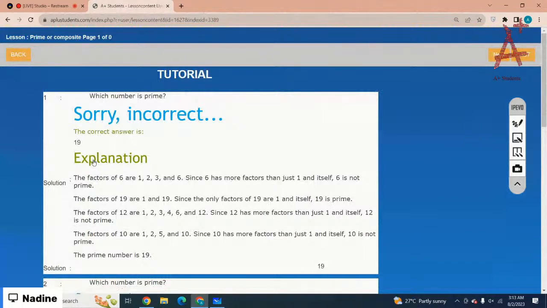Okay, what are the prime numbers? Prime numbers are the numbers that have only two factors, 1 and the number itself, right? That is the definition of a prime number. You can note down the definition. If the number has more than two factors, that means the number is a composite number, not a prime number.